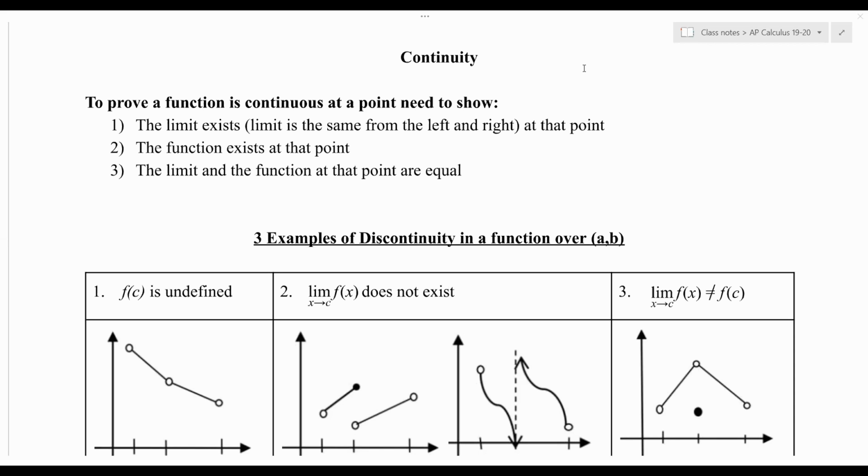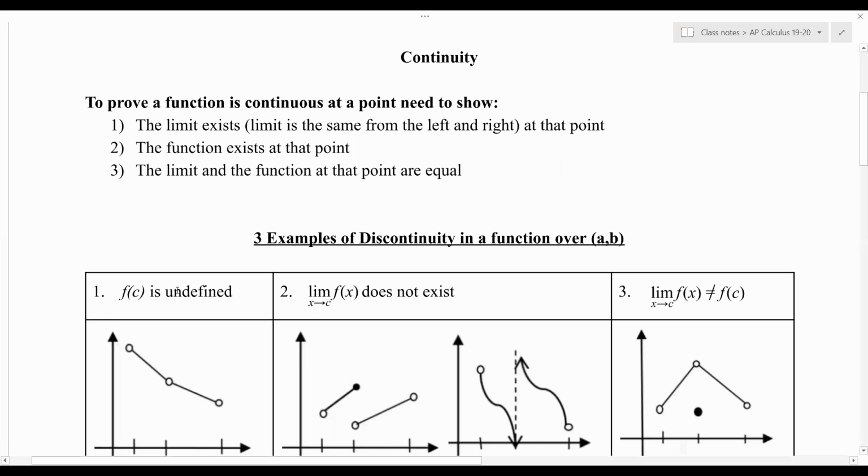So to prove that a function is continuous, we need to show that the limit exists, i.e. the limit is the same from both the left and the right at that point. The function exists at that point in question, and the limit and the function are equal.